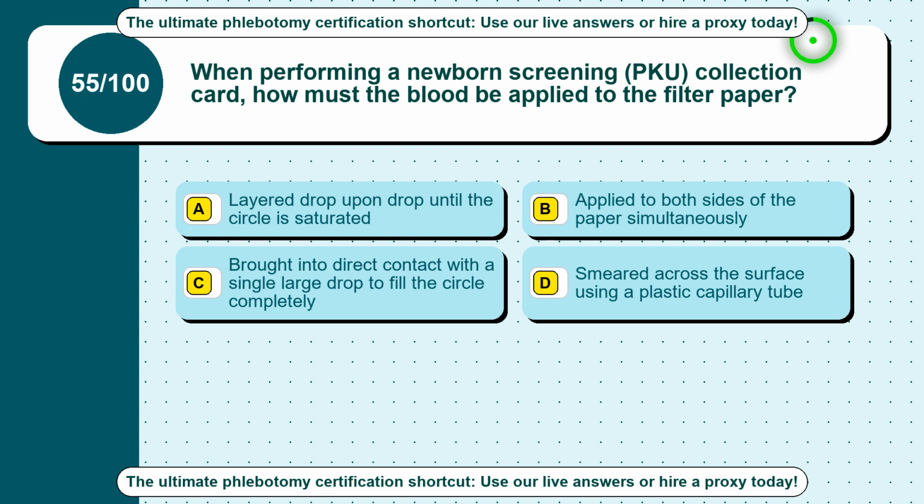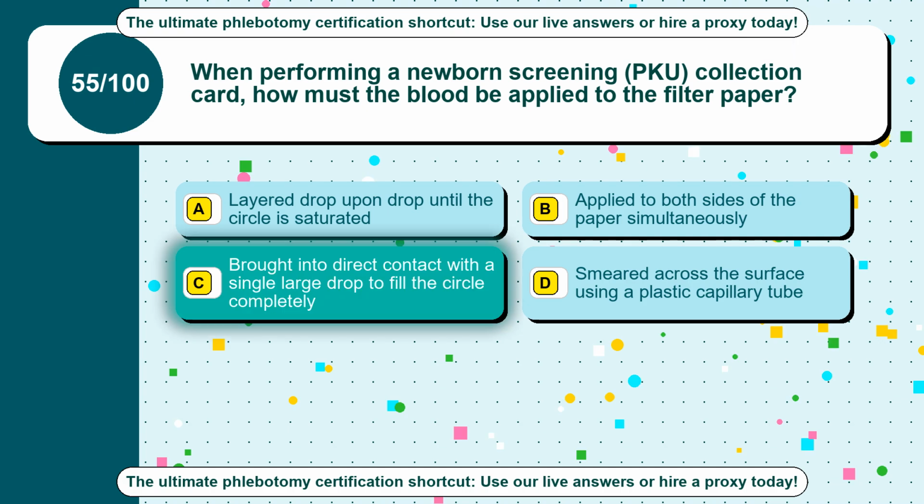Question 55. When performing a newborn screening, PKU, collection card, how must the blood be applied to the filter paper? Option A, layered drop upon drop until the circle is saturated. Option B, applied to both sides of the paper simultaneously. Option C, brought into direct contact with a single large drop to fill the circle completely. Option D, smeared across the surface using a plastic capillary tube.